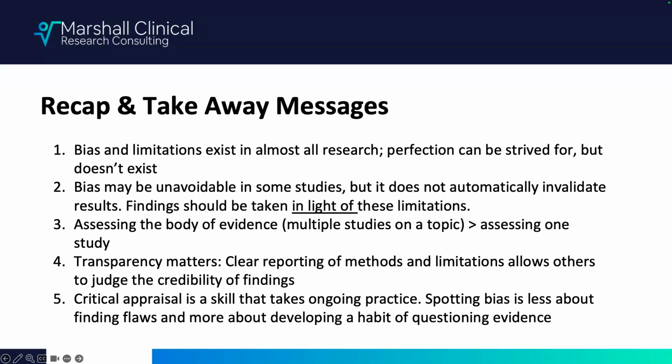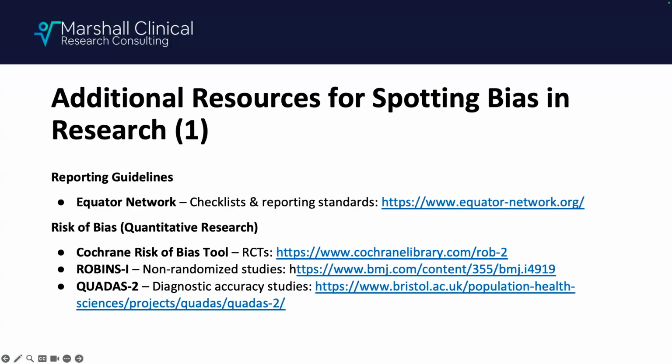So that transparency and clear writing is very important. And critical appraisal is a skill that takes a lot of ongoing practice. That's been the foundational principle of what we've learned today: how to think about research and starting to learn about critical appraisal, which is assessing risk of bias in research. We did a little bit of that work today using the risk of bias tools. And it's more about developing a habit of questioning evidence than it is about finding those flaws.